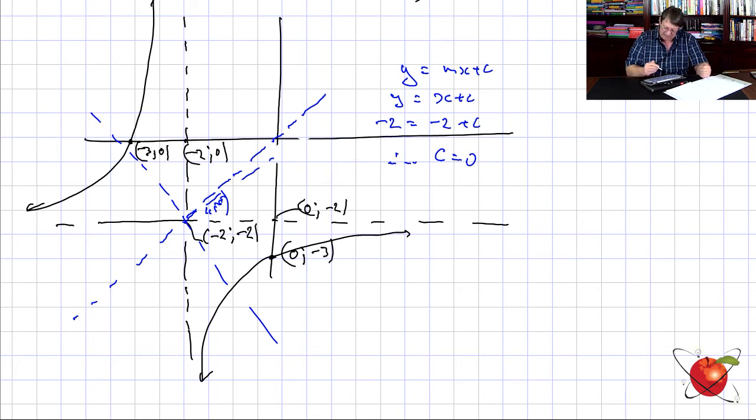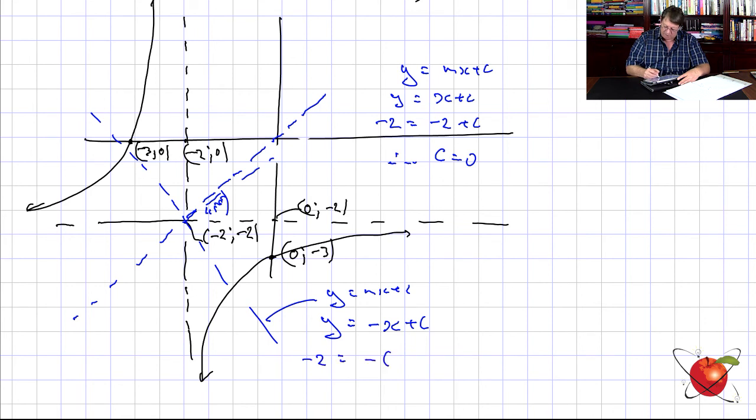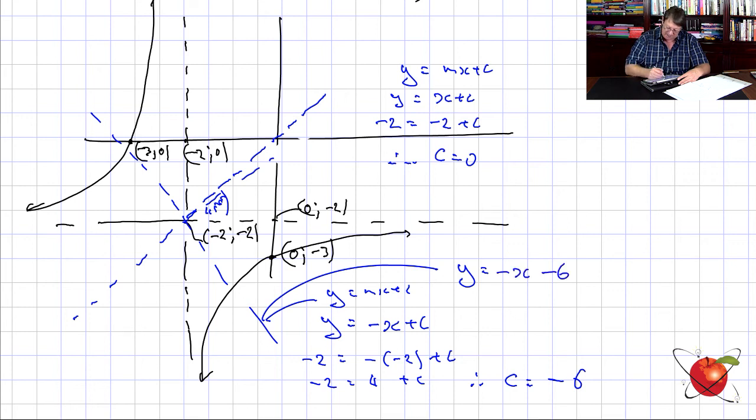What's the next thing? The next thing is to say, what is your equation? They are also y is equal to mx plus c. What's the gradient? It's minus 1. Minus x plus c. Equation of the crosshairs: minus 2 equals minus 2 plus c. Therefore, minus 2 is equal to 4 plus c. Therefore, c is going to be equal to minus 6. So the equation of this line is y is equal to minus x minus 6. And if you like, you can say that's minus 6 down there. All right? Minus x minus 6, or did I get that right?